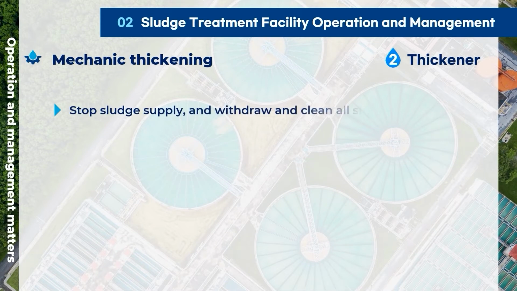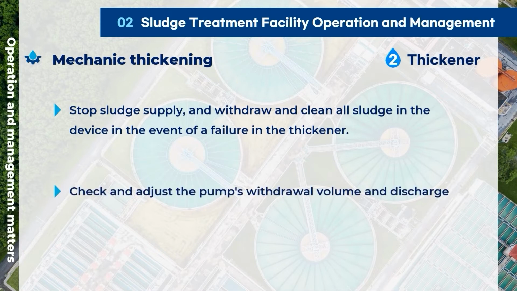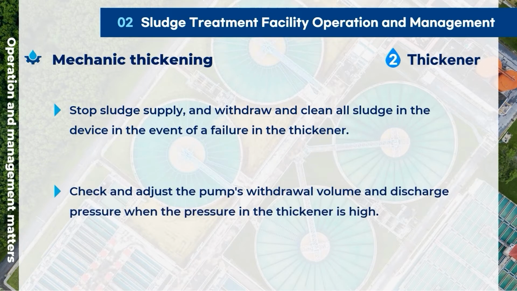And if the concentration basin malfunctions, sludge supply should be stopped, and sludge in the concentration basin should be withdrawn and washed. Finally, if there is high pressure in the concentration basin, the output pressure of withdrawal from the pump should be checked and adjusted as appropriate.